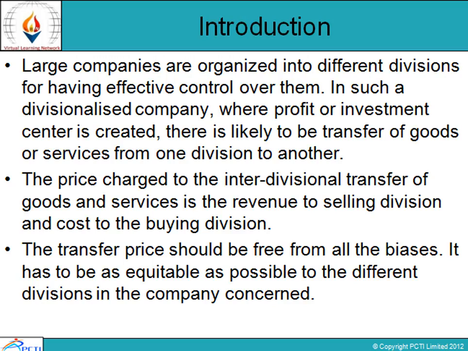Furthermore, जितनी भी transfer pricing होते हैं within these divisionalized companies, they should be freed from all the biases. They have to be as equitable as possible to different divisions in the same company which is under consideration.